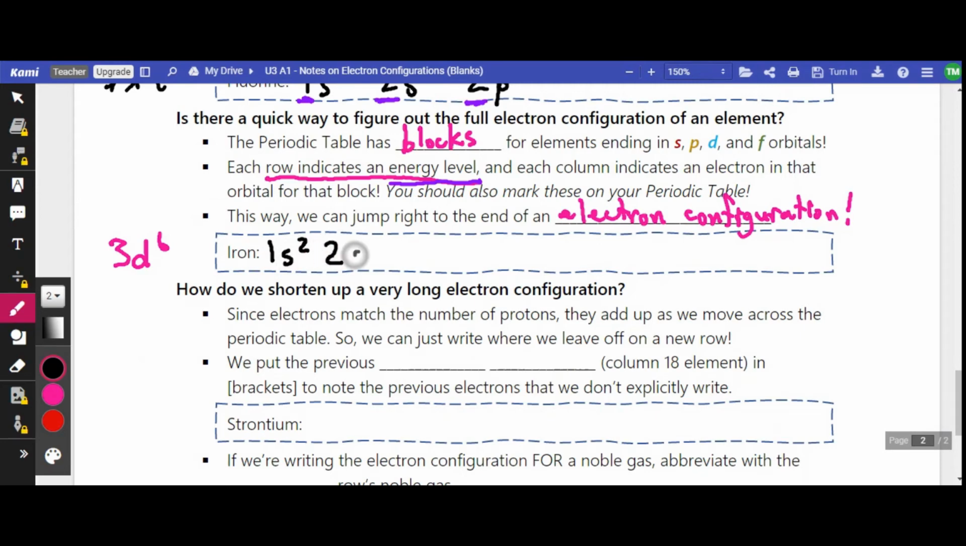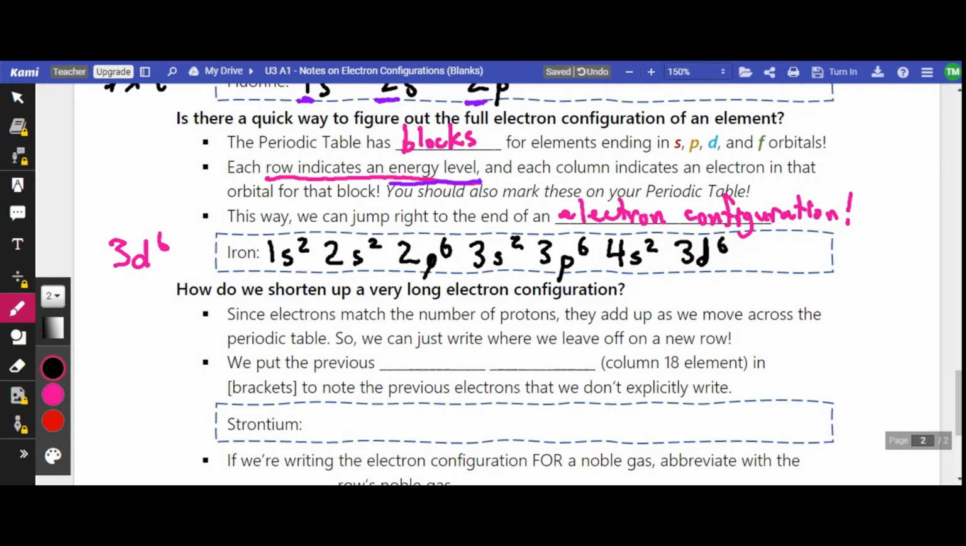1s2, 2s2, 2p6, 3s2, 3p6, 4s2, 3d6 is where I end at.